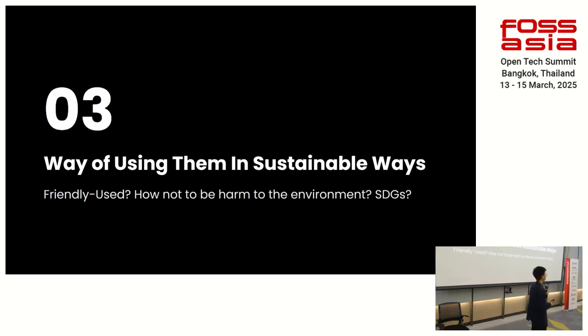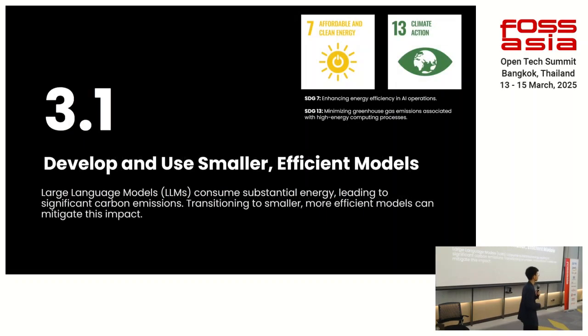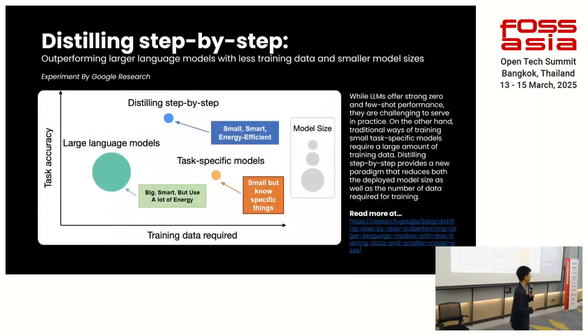So, how to use these in sustainable ways? The first one is to develop and use small efficient models by distilling from a large language model, but try not to be task specific, by the way. You can use distilling step by step, and you can get a result that is smart and energy efficient.